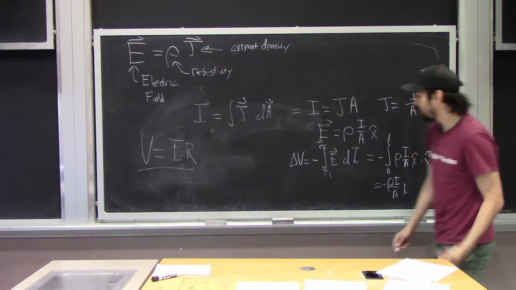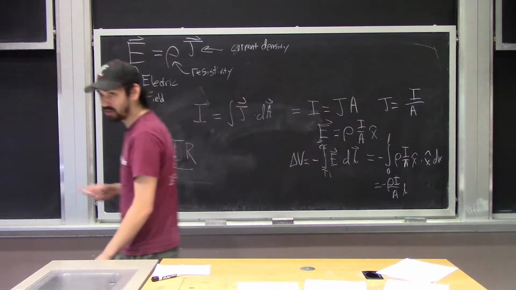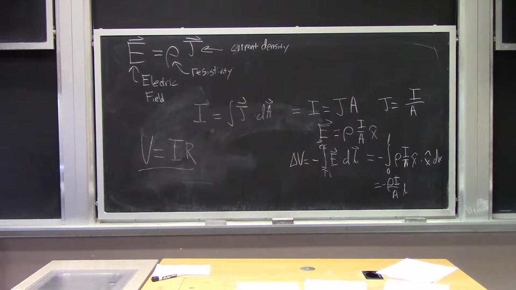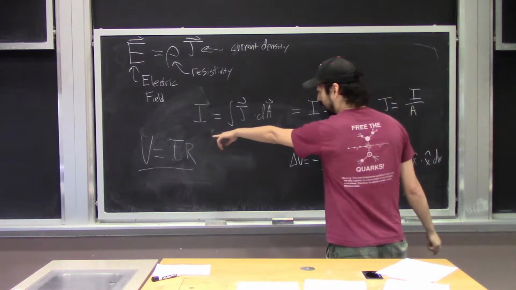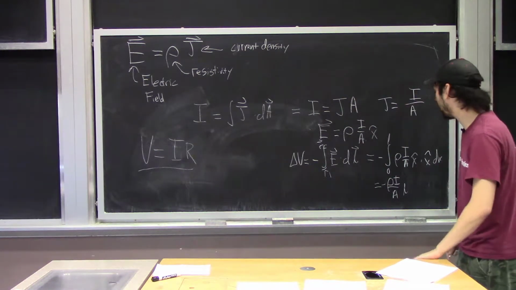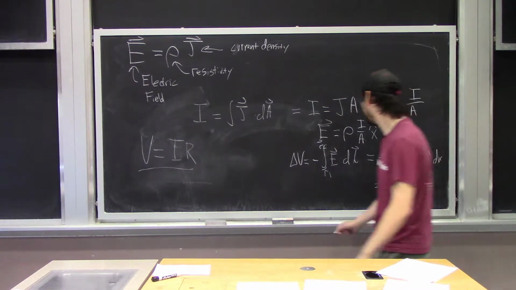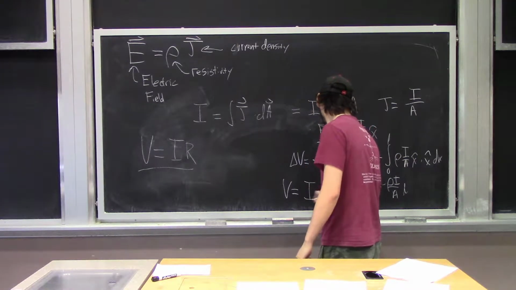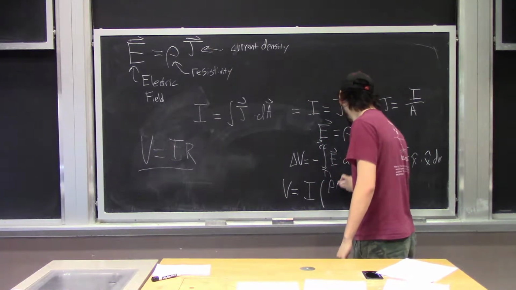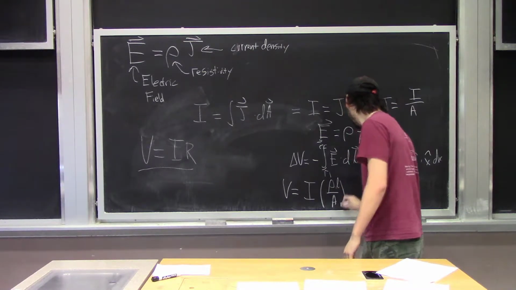Now, because resistance, like capacitance, is always defined to be a positive quantity, I'm just going to take an absolute value of this and then we can compare it to our macroscopic form of Ohm's law if I rearrange it a little bit. And so that's to say that V is going to be equal to I times parentheses rho L divided by A.